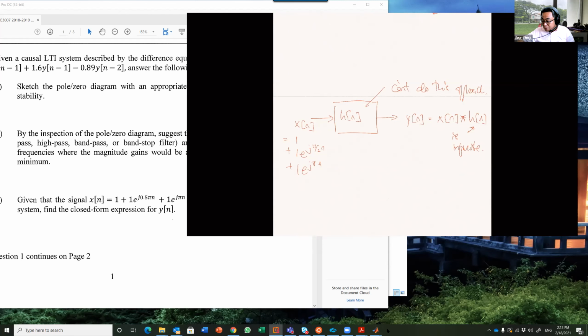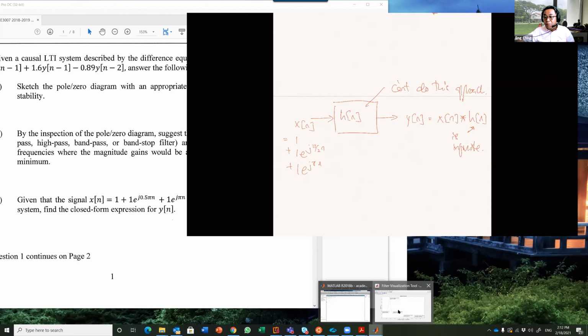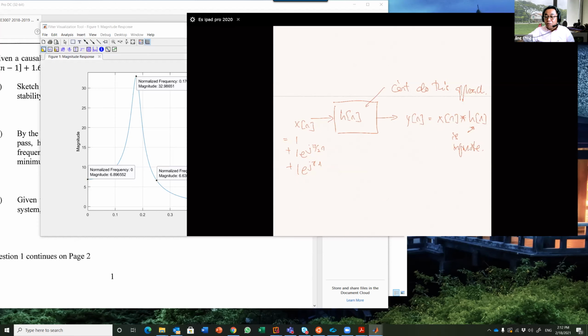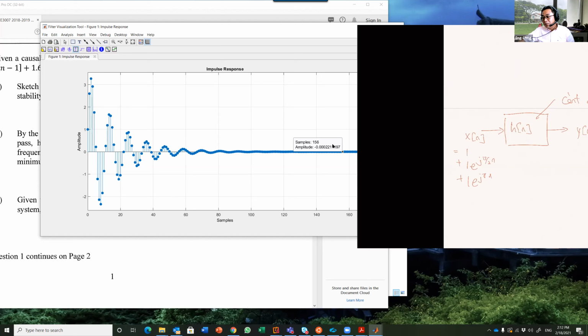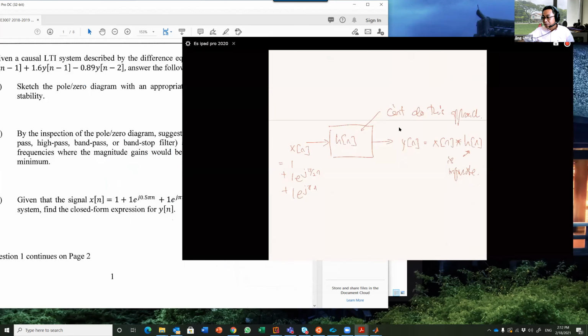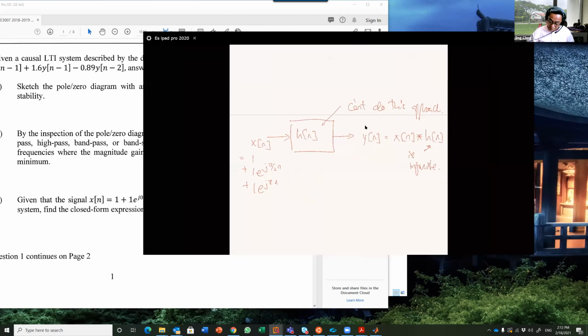Of course, for a sanity check, I always pull out MATLAB, and now we have this guy, and I fire this button. Oh, okay. So you think it goes to zero? No, it is some very small value, but it will never go to zero. So this is an infinite impulse response. So there is no chance I can do this properly.